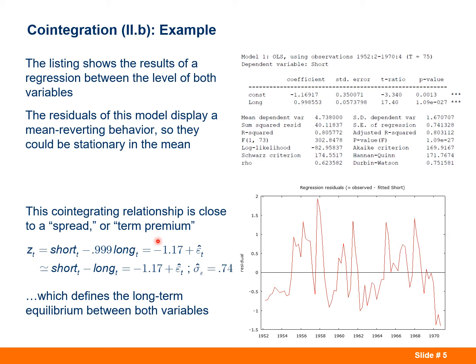And this would imply that the short-term return is smaller than the long-term return. Smaller by how much? On average, by 1.17. And there is a deviation from this equilibrium. These deviations are displayed here. So the short-term bond may have returns far from the mean, both in the positive and negative sides, but they will converge to the mean, which will be minus 1.17.